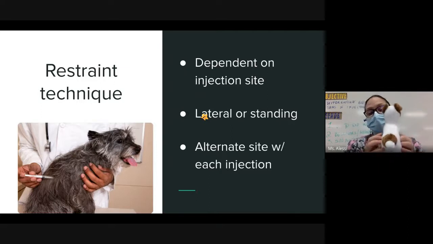Same thing with IM injections. If I'm going to give multiple IM injections, I don't want to continue using the same site, because that's going to also affect the absorption of the medication, and then I'm damaging that tissue. So I want to give that time to heal and kind of refresh. And again, if there is an issue with a site of injection, I know what medication I was giving.